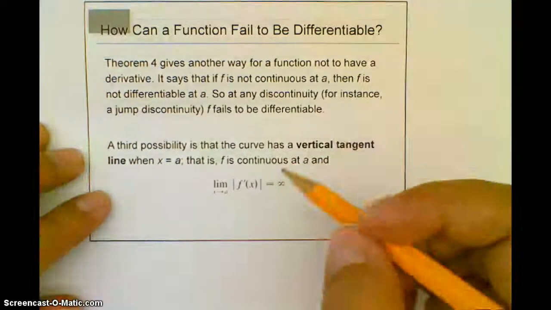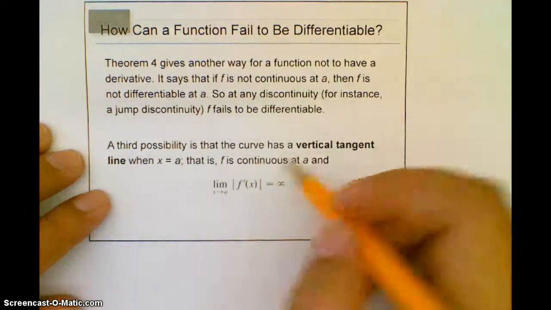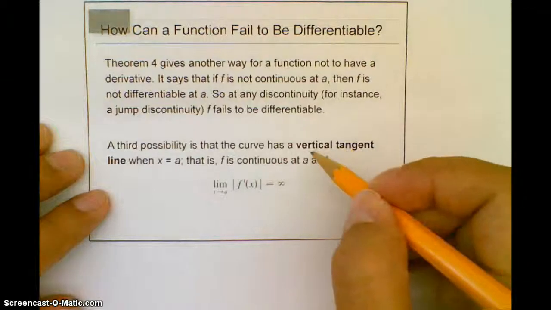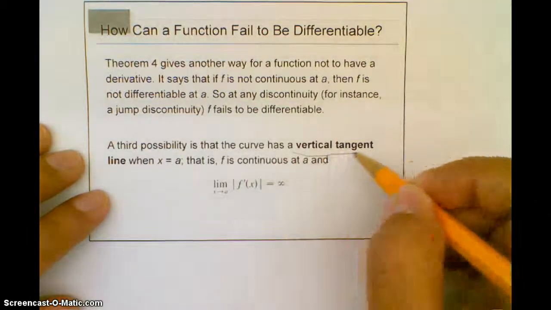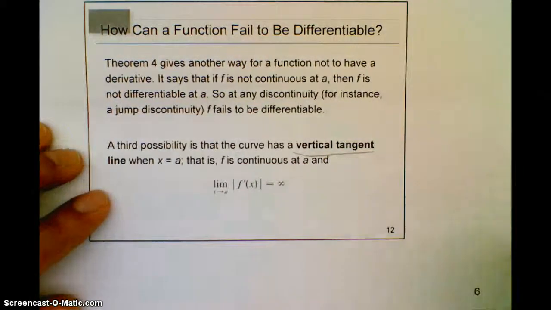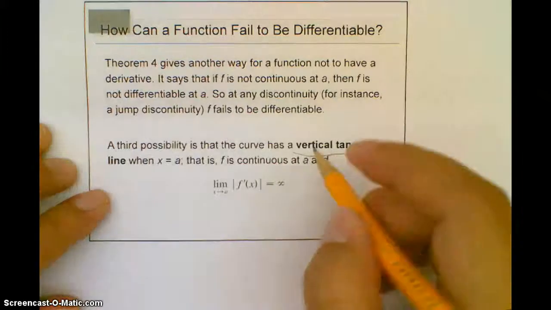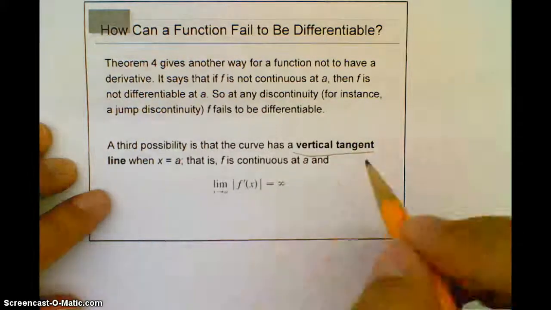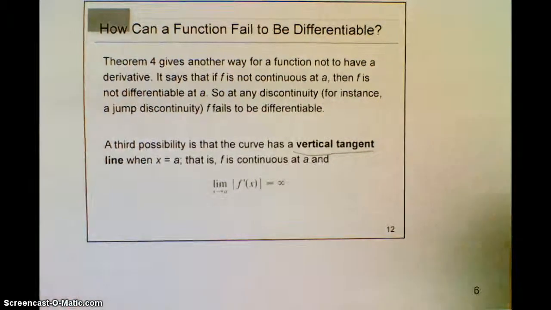There is another way for a function to not be differentiable. It may have a tangent line, but it happens to be a vertical one. So that's another instance in which the derivative does not exist.